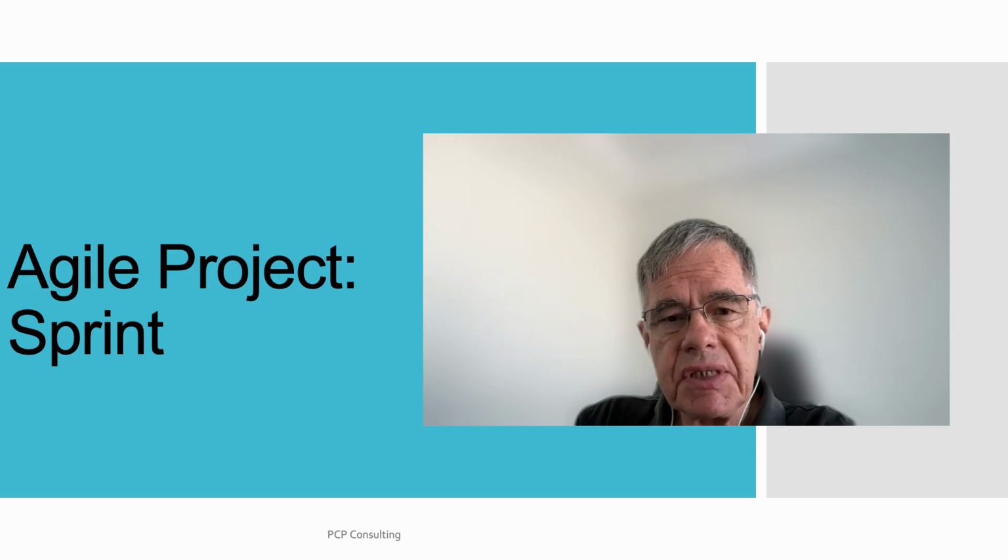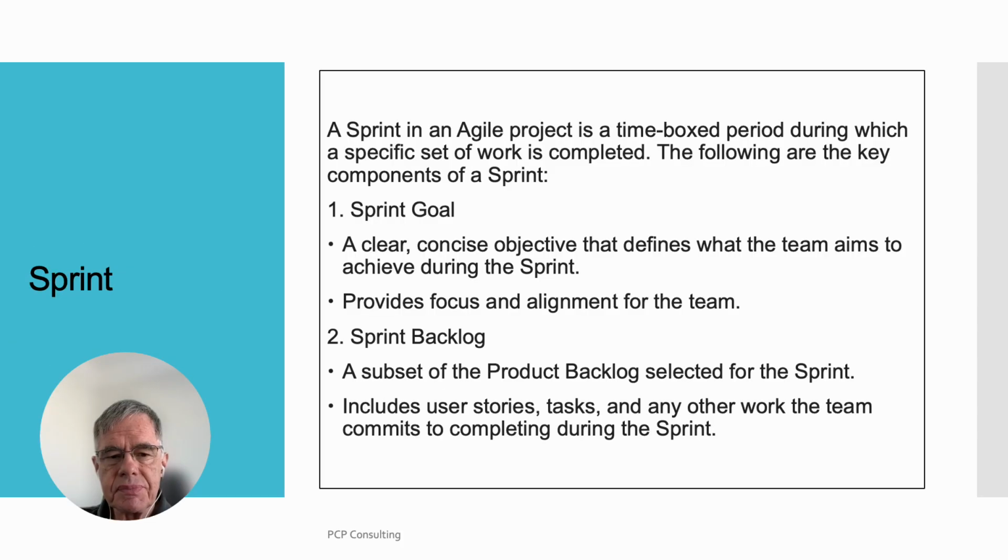Agile Project Sprint. A sprint in an Agile project is a time-boxed period during which a specific set of work is completed. The following are the key components of a sprint. The sprint goal, a clear, concise objective that defines what the team aims to achieve during the sprint. It provides focus and alignment for the team.